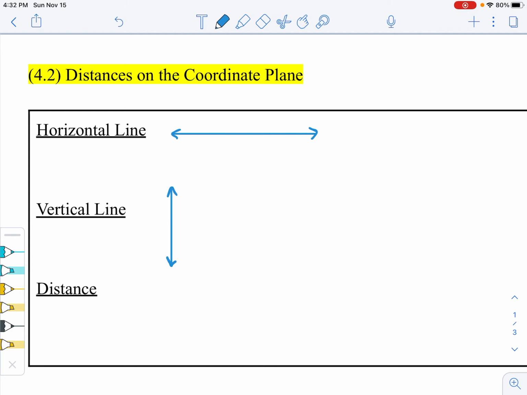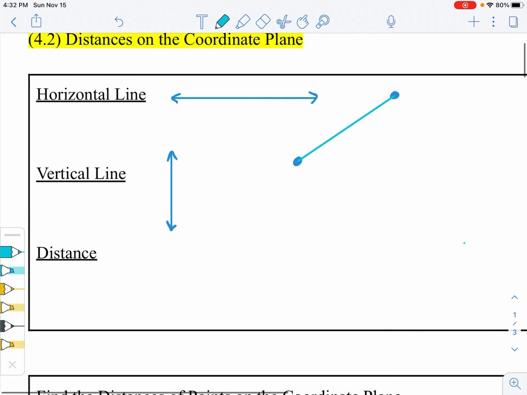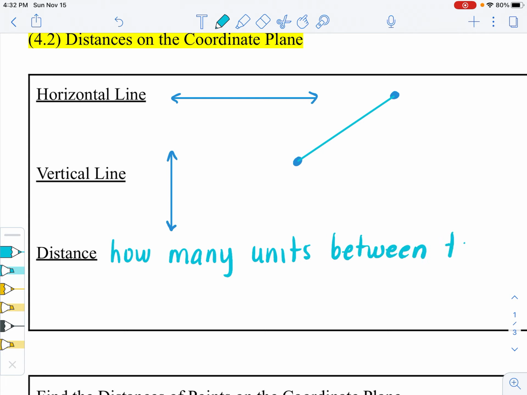So we can create lines or line segments between two different points. So if I draw a point here and a point here, we can draw a line from these 2 points. Now we can measure the distance between 2 points on the coordinate plane when they are vertical and when they are horizontal, which is what we're going to do today. One last thing is the distance. Distance is how many units between 2 points. And remember, distance is always positive.